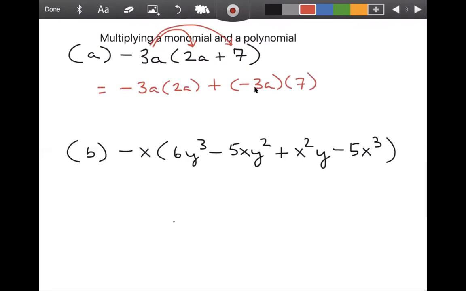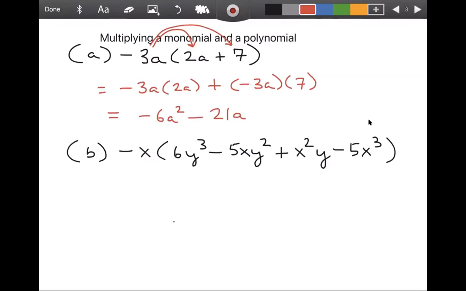Right, and you will likely get to a point where you won't need to show this much work. You may even already be at that point. All right, negative 3a times 2a is negative 6a squared. And then negative 3a times 7 is negative 21a. And instead of writing plus negative 21a, it's simpler to write minus 21a. Remember what we've talked about before, that when you distribute a term with a negative sign on it, it changes all the signs inside the parentheses.